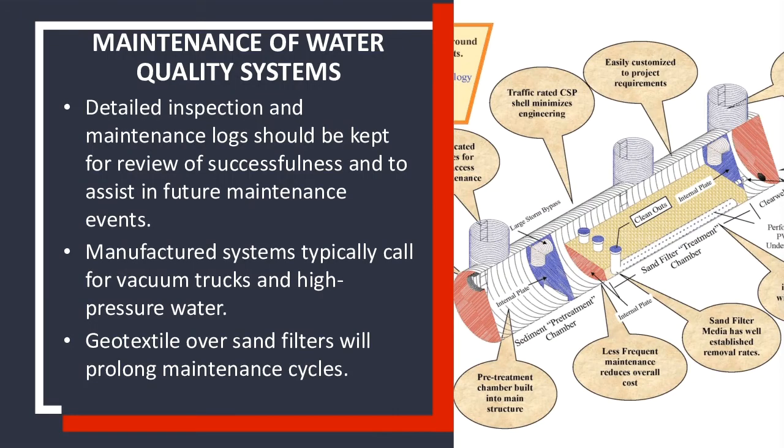I'll talk briefly about this. Daryl didn't really touch on these, but this is a prefabricated corrugated steel sand filter. These types of systems have been around for a very long time. They're pretty easy to design, and they're very effective on the water quality side. But with these, you really need to have a detailed inspection and maintenance log, because you need to really document what you have in there so that you know when these things need to be maintained.